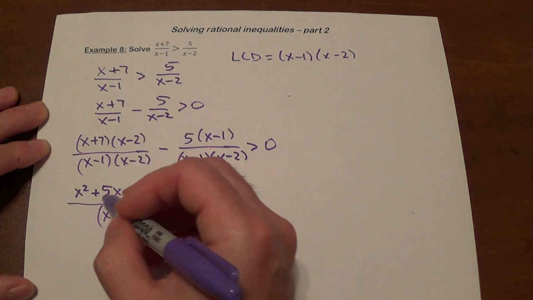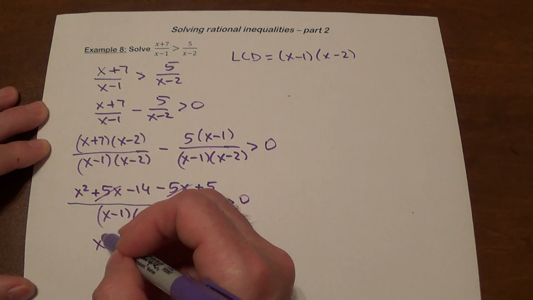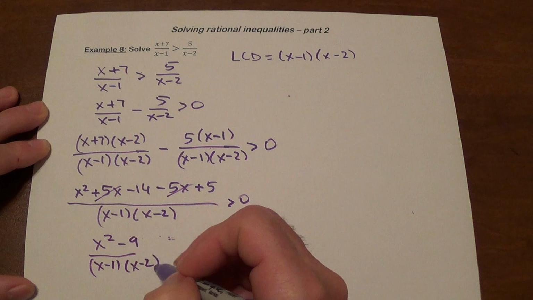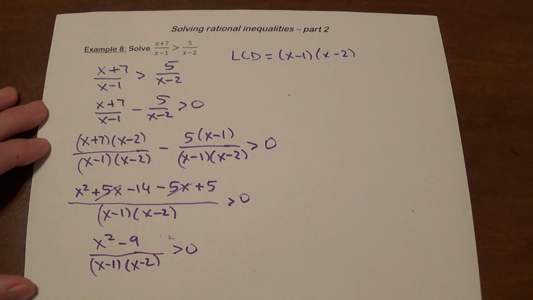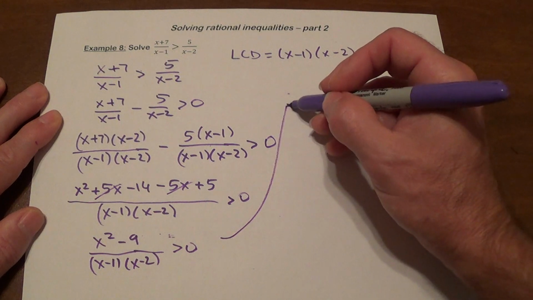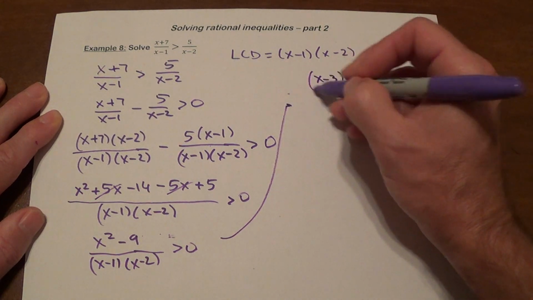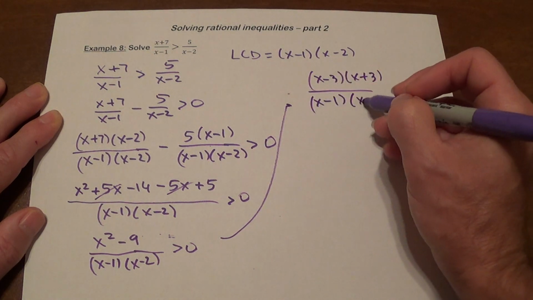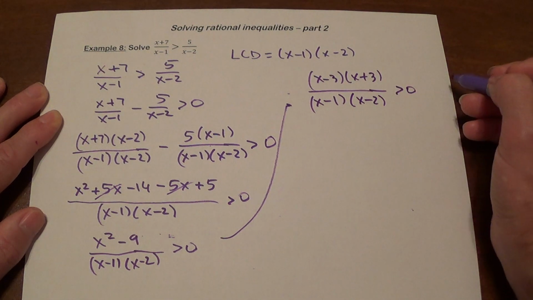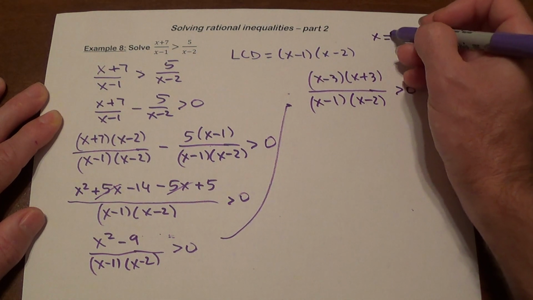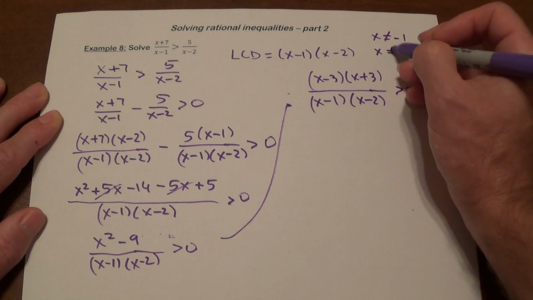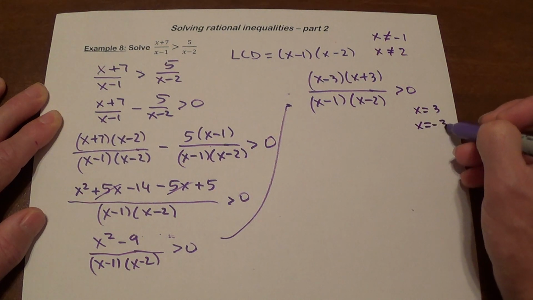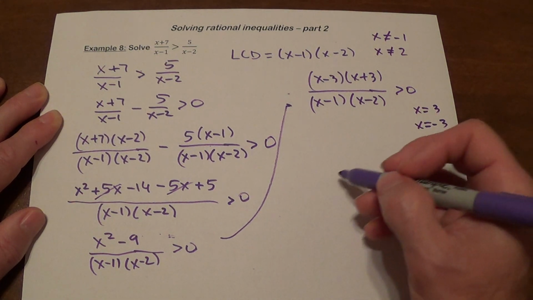So the numerator, these two terms cancel. The numerator simplifies to x squared minus 9 divided by x minus 1 times x minus 2, greater than 0. And the numerator can be factored. So the numerator is going to be x minus 3 times x plus 3, all over x minus 1 times x minus 2, greater than 0. Let's remember in the beginning, x cannot equal 1, x cannot equal 2, and here x is going to be 3 and x is going to be negative 3. These are the zeros. We have 4 different values.